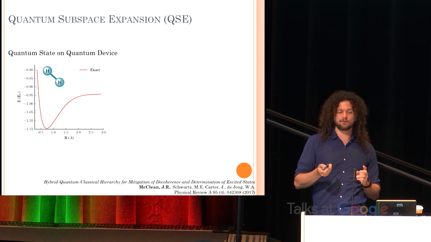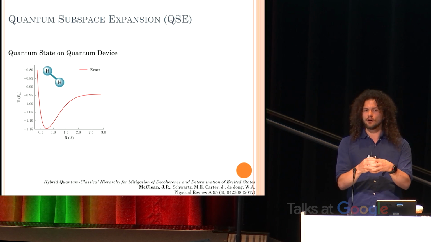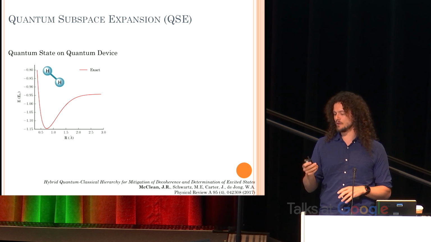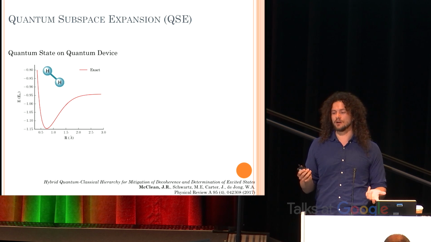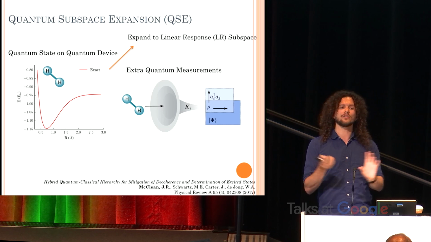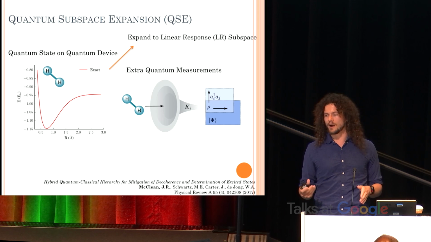So how does this look for a real problem, kind of pictorially? If you imagine that this is the curve that I got before of my hydrogen bond breaking, assume I got it equally well. At each point on this curve, I'm going to do this expansion that I talked about. And this expansion only corresponds to extra measurements on my system. There's no additional coherence time required.